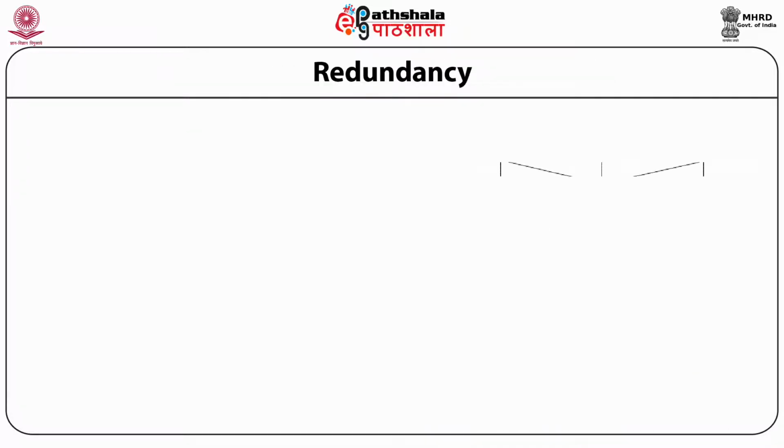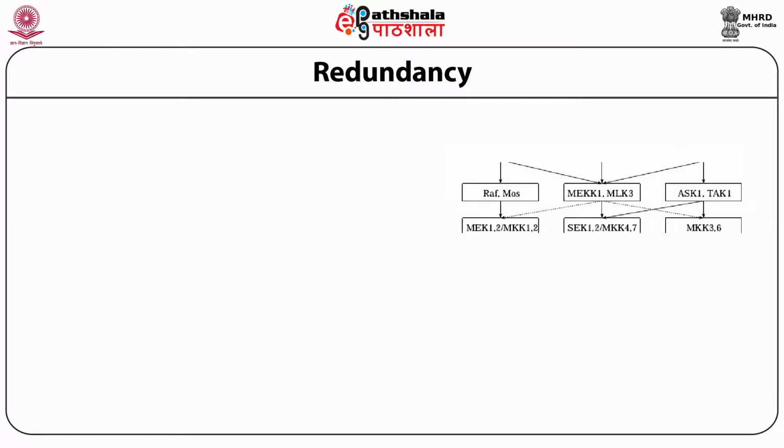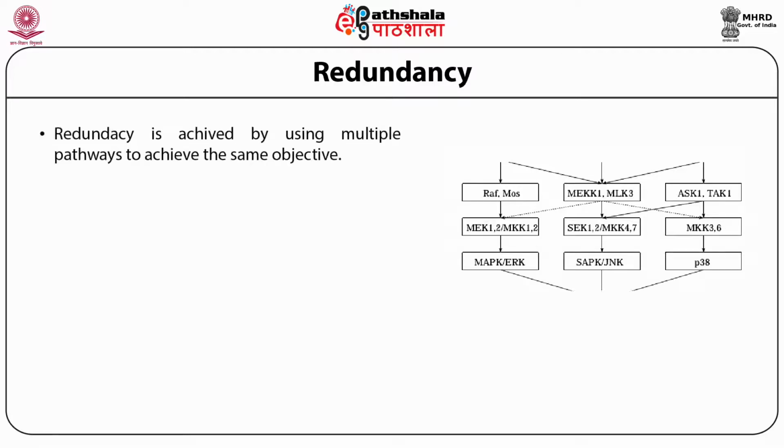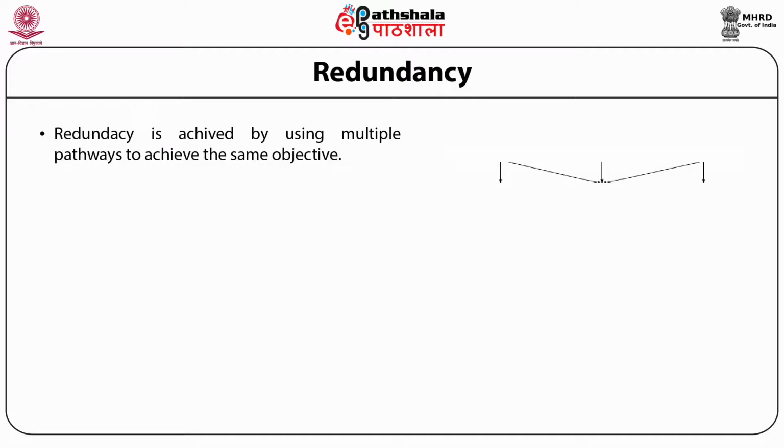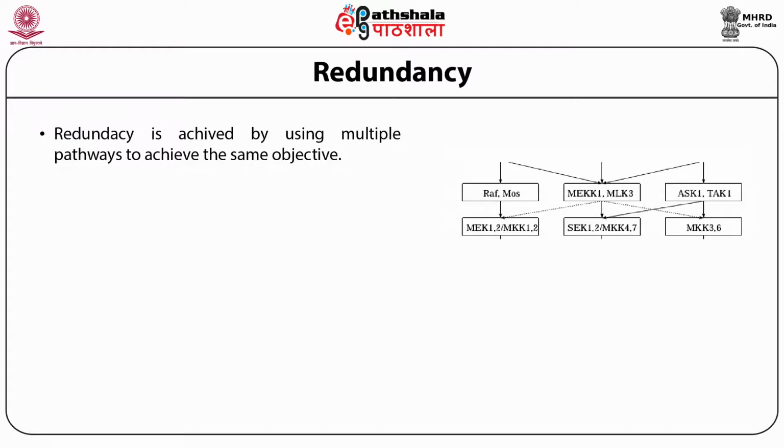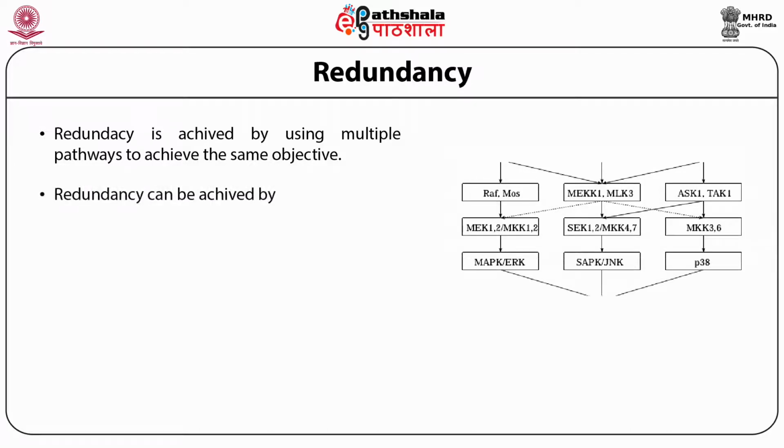Redundancy. Another example for redundancy can be given by the MAP kinase signal transduction cascade, which is shown in the figure. Here the redundancy is achieved by using multiple pathways towards the same objective. There are several examples like this where there are 3 or 4 pathways with a single objective, all of them performing the same function. By this, the system achieves redundancy.